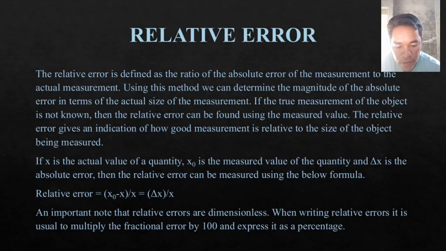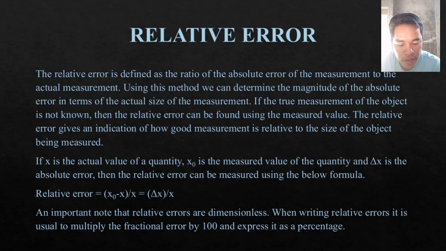Relative error. The relative error is defined as the ratio of the absolute error of the measurement to the actual measurement. Using this method, we can determine the magnitude of the absolute error in terms of the actual size of the measurement. It is an indication of how good a measurement is relative to the size of the object being measured.